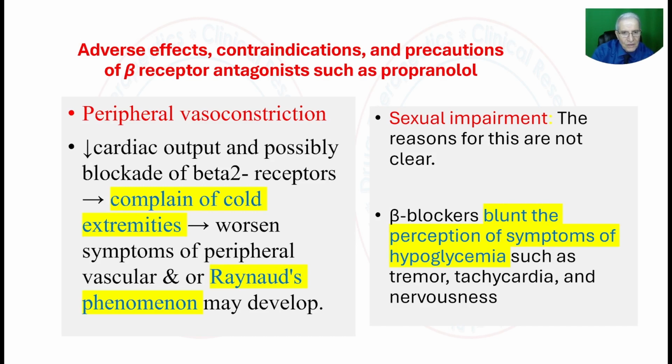When you prescribe a beta blocker to a patient, this will blunt or mask symptoms of hypoglycemia, such as tremor, tachycardia, and nervousness. If you need more detail about that, I recommend you go back and review the YouTube videos about diabetes. We have them on our channel about type 1 and type 2 diabetes and clinical pharmacology of diabetes. There we explain why you don't recommend using a beta blocker in a patient with diabetes: the main reason is masking the symptoms of hypoglycemia.